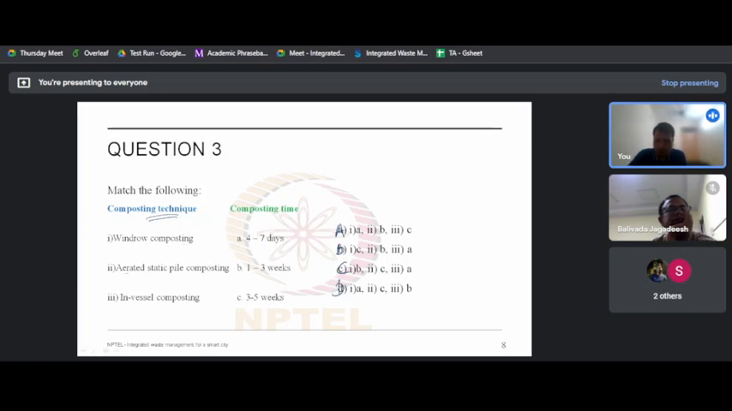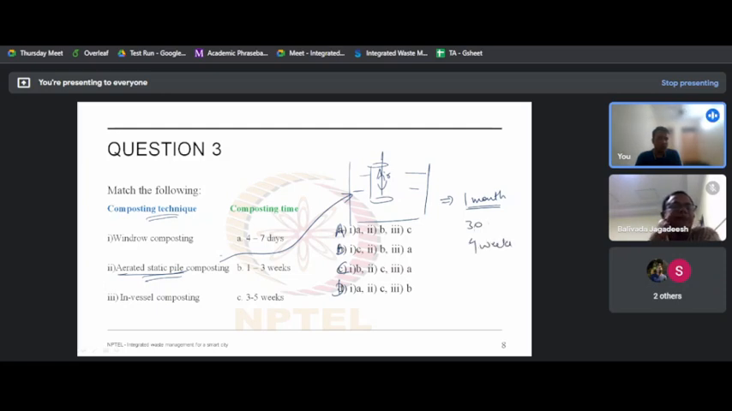We will have the most basic one, that is aerated static pile composting. This takes a lot of time. Here we will have piles, which are long column-like structures of waste through which air will be passed, which will help in composting. Usually it takes close to 1 month. 1 month is around 30 days, or 4 weeks on an average. So 4 weeks will be lying somewhere in between this. So 2 goes with C.